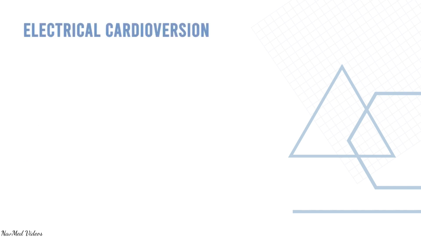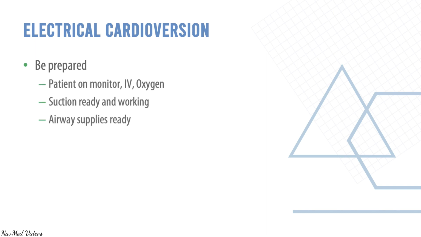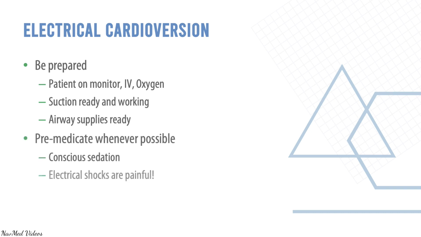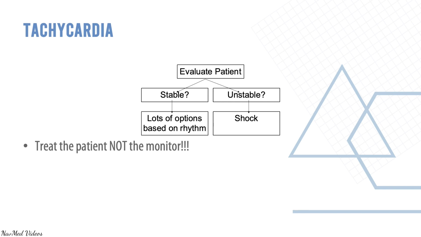Okay. Now be prepared. Patient on monitor, IV and oxygen, suction, airway, all is ready. Pre-medicate, conscious sedation. Remember, shocks are painful. Okay. So things to remember for electrical cardioversion. Preparation is everything. Now tachycardia, evaluate the patient. Lots of options based upon the rhythm in stable patient, unstable patient, basically then the shock. Remember again, treat the patient, not the monitor.